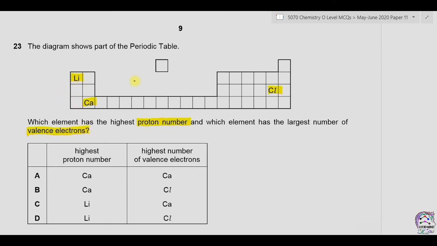Now in the periodic table, elements are arranged on the basis of increasing atomic number, so the element later in the periodic table will have the highest proton number. So the element with the highest proton number must be calcium.